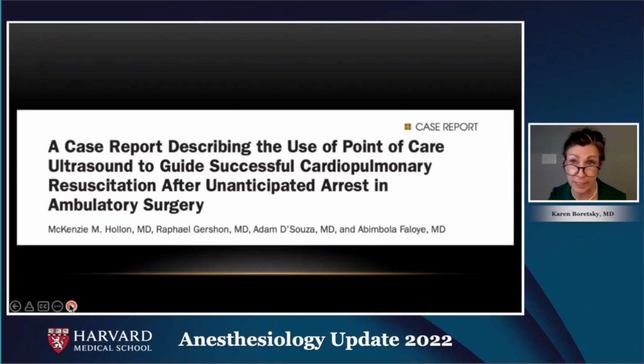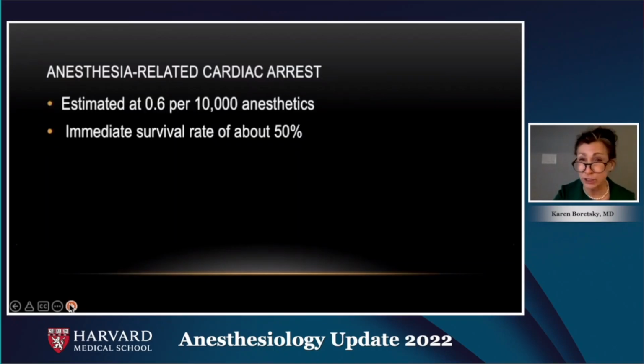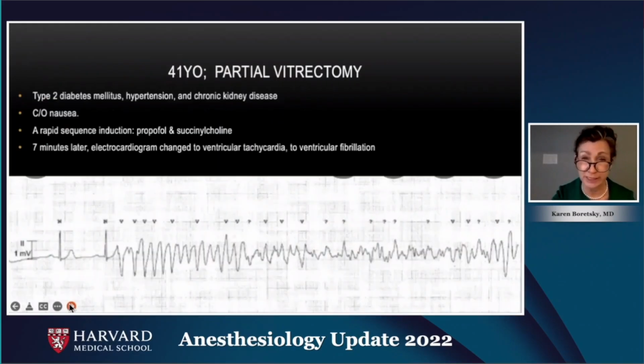I just hate when I'm in the ambulatory surgery center and things start to go wrong. Anesthesia-related cardiac arrest occurs in 2 per 20,000 anesthetics, with an immediate survival rate of only about 50%. More favorable in the ambulatory setting. But let's talk about some ambulatory patients, lest you think that this might not apply to you. Here's a 41-year-old presenting as an outpatient for a partial vitrectomy, with type 2 diabetes, hypertension, and some chronic kidney disease.